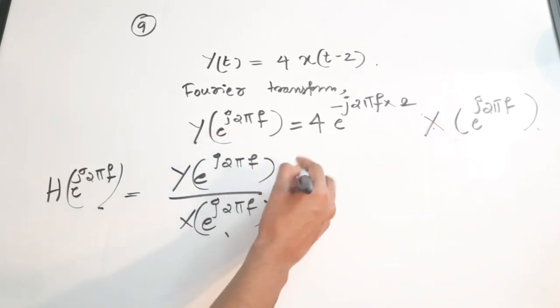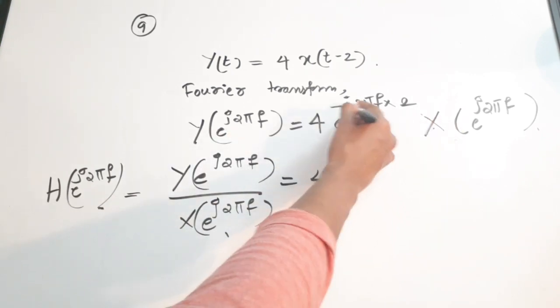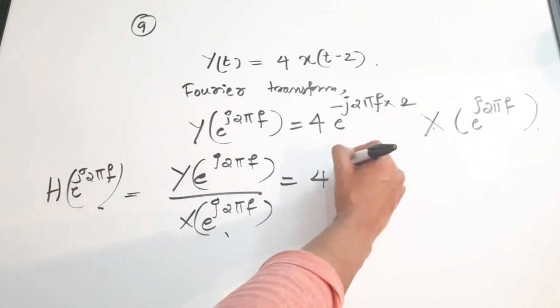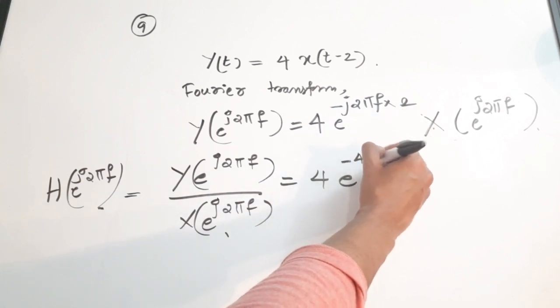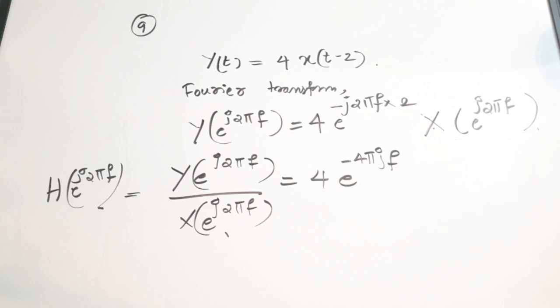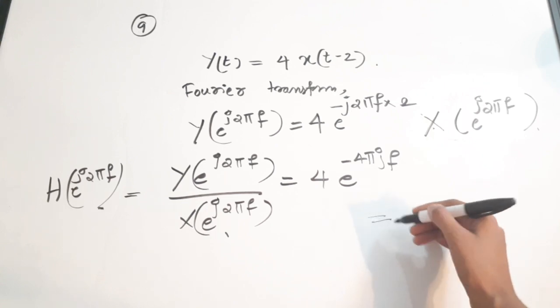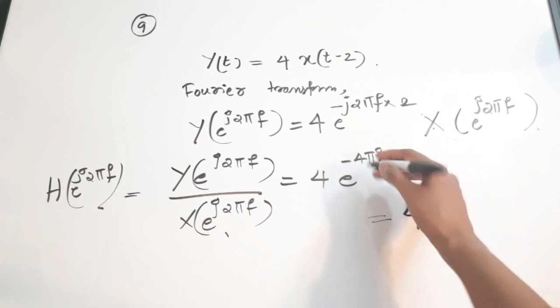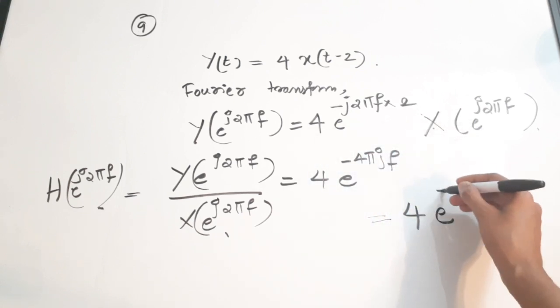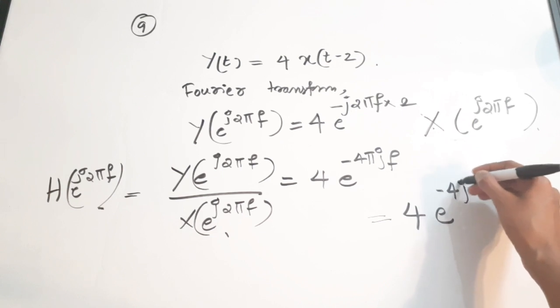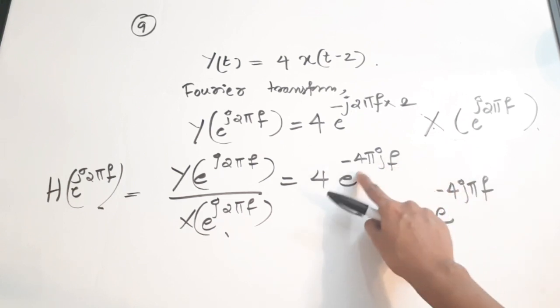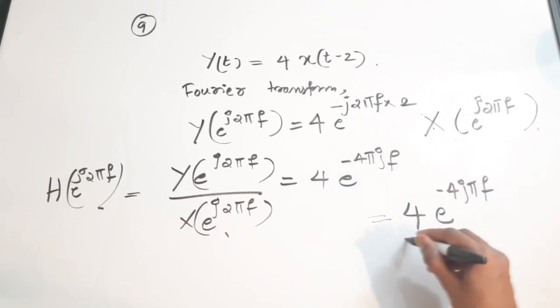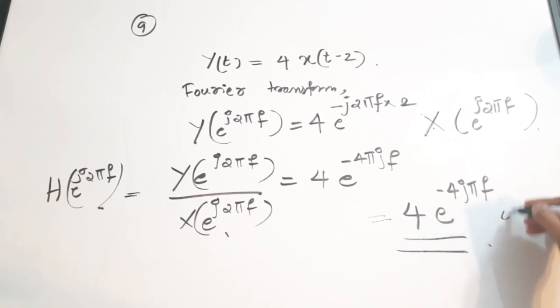Now if you take this to this side, it will be 4 e raised to, taking this product, 2 into 2 is 4, so minus 4 pi j f. Okay, so that is the transfer function of the system. From the options, it is not given like this, so I'll rearrange this term, e raised to minus 4 j pi f, just rearranging this pi j and all. So you'll be getting this. The correct answer is option C.